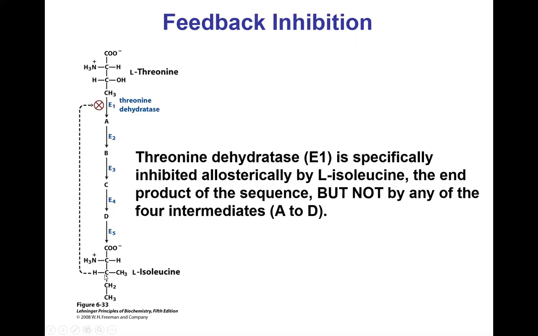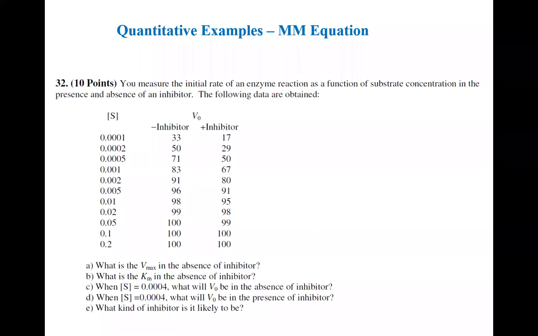The last product of the metabolic pathway inhibits the first enzyme of the pathway by a feedback mechanism, but not any of the other four intermediates, A to D. Okay, that's pretty cool, right? That's where the chapter ends.